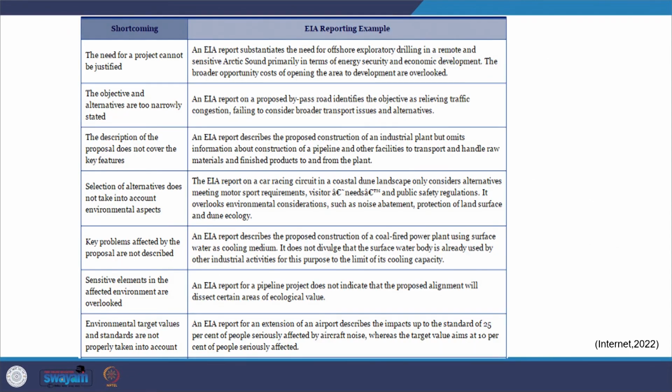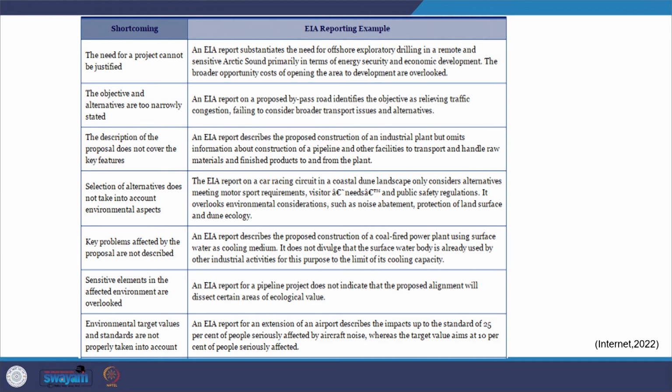And usually there are certain shortcomings in EIA reports; the generally observed ones and the cases marked are indicated here. These examples are from the UN training manual. The list is given to you here, and I'll just highlight the key shortcomings. So the need of a project cannot be justified. Sometimes in the report, the key aspects are not justified for the project.